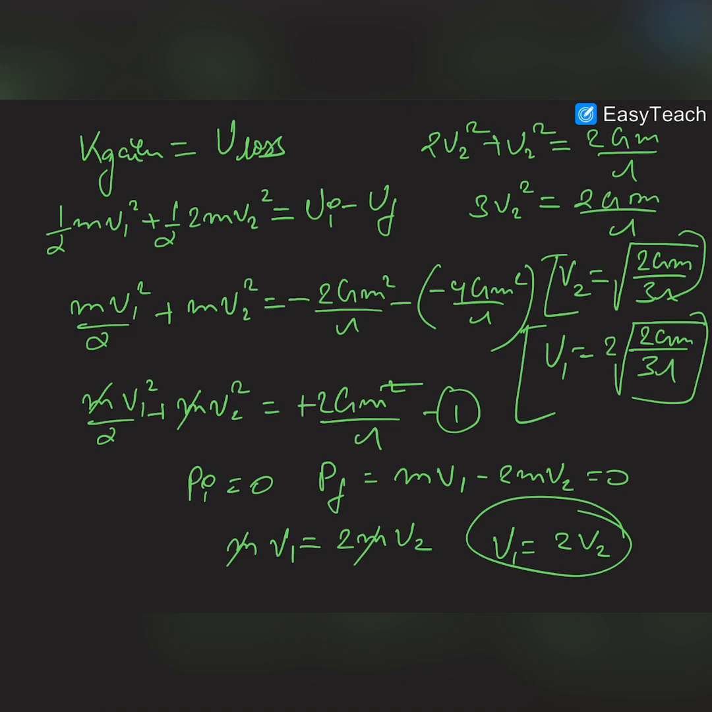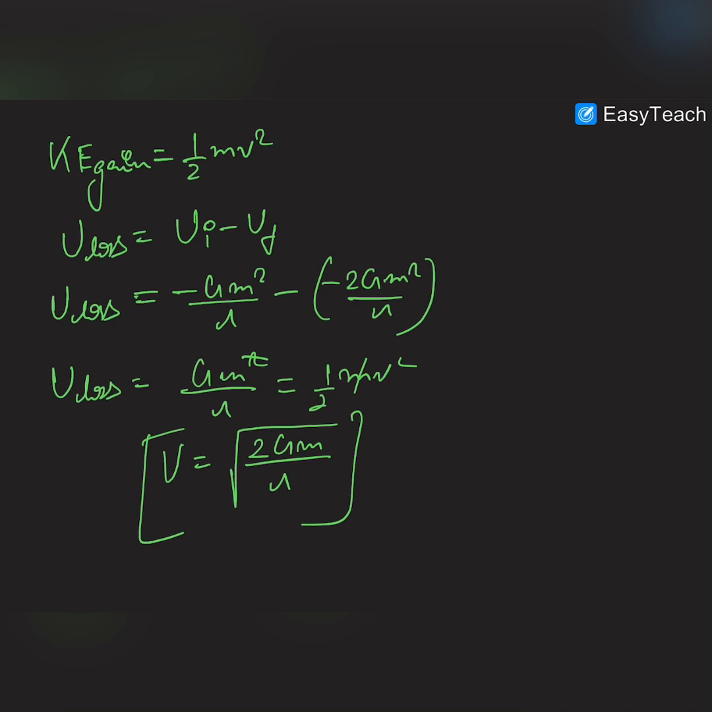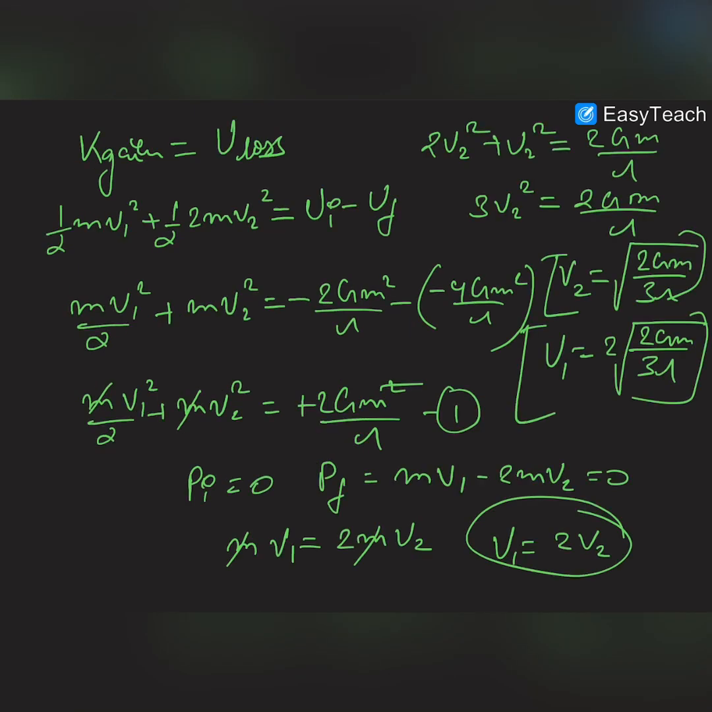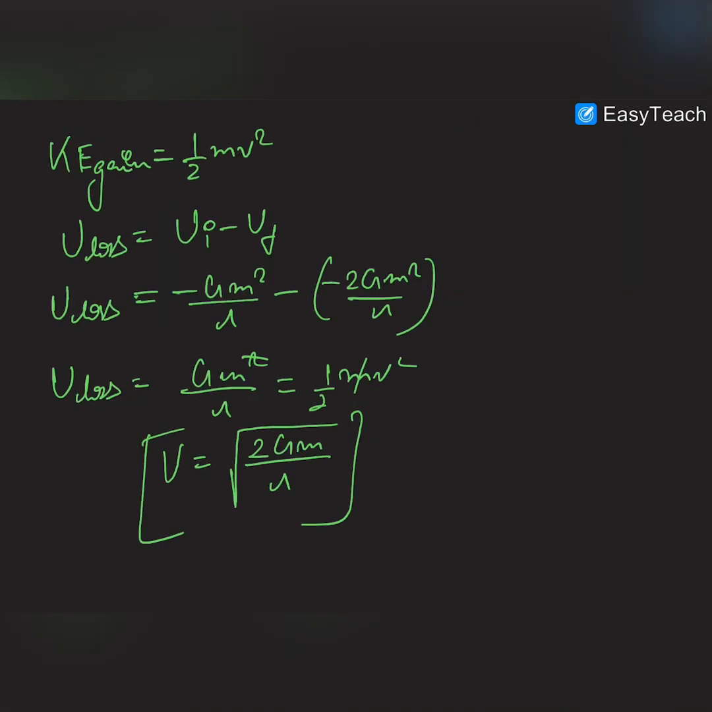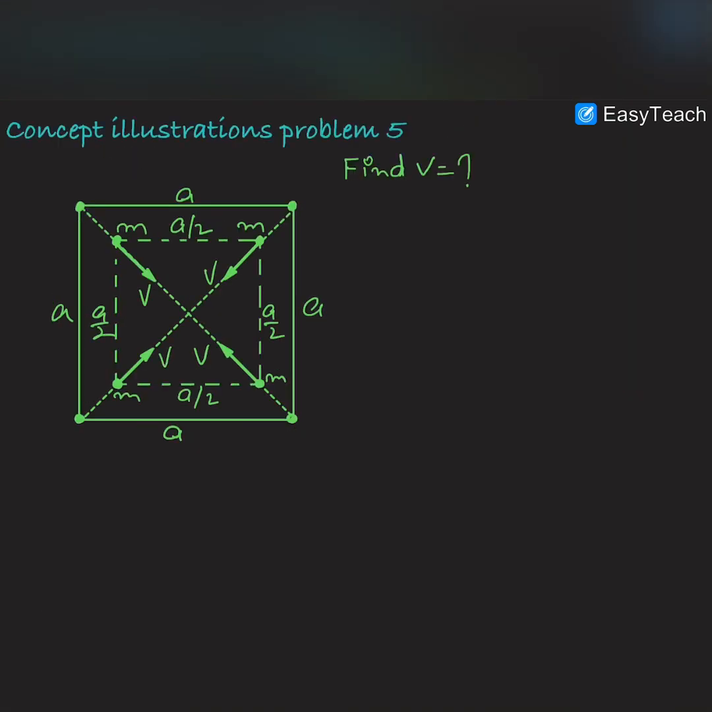Now let us move on to the next concept illustration problem. This one. So in this case, you can see that there is a system in which there are four masses m, m, m and m, which are initially placed on the vertex of the square which has a side of a.